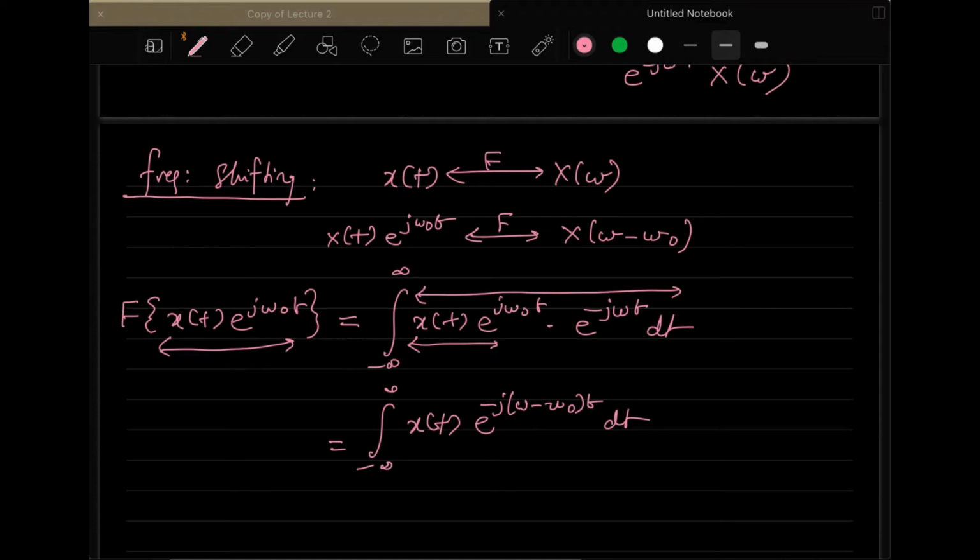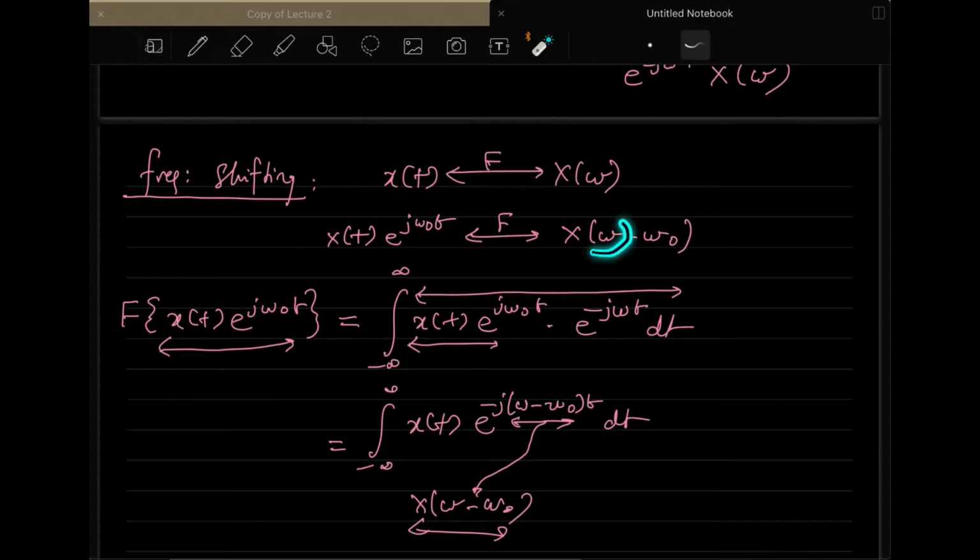If you observe this carefully, it is the Fourier transform of the signal x evaluated at omega minus omega naught, because you have this factor here. At that same frequency you are evaluating the Fourier transform, so it will be X(omega minus omega naught). This proves that if you shift the spectral components present at omega by an amount of omega naught, then the corresponding signal will change by a factor of e to the power j omega naught t in the time domain.